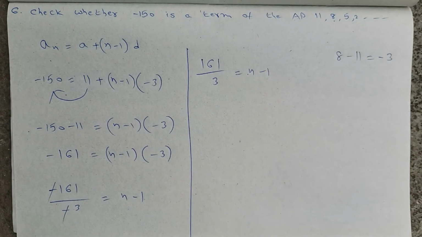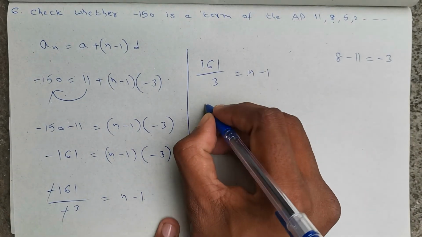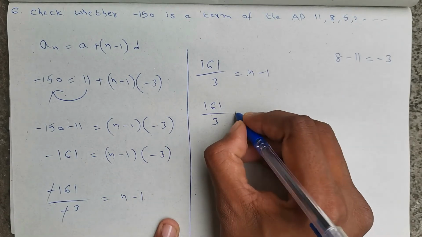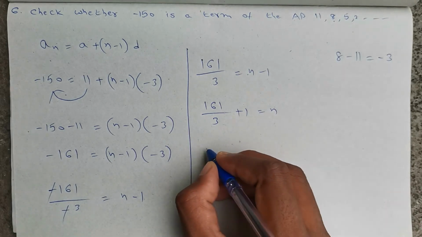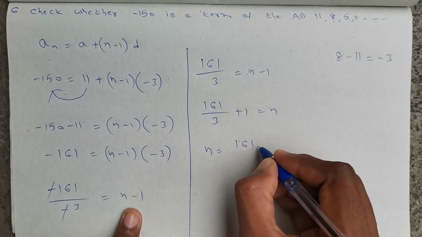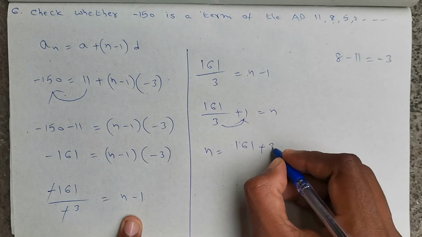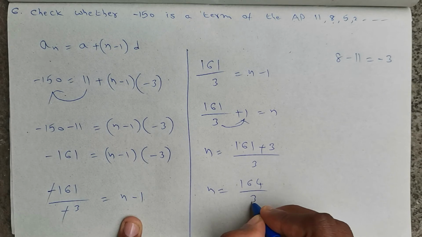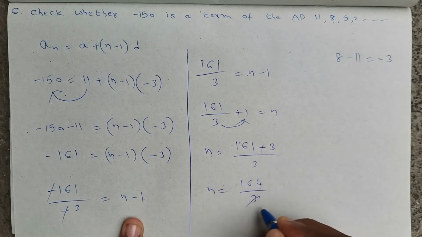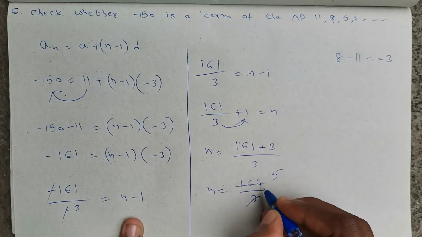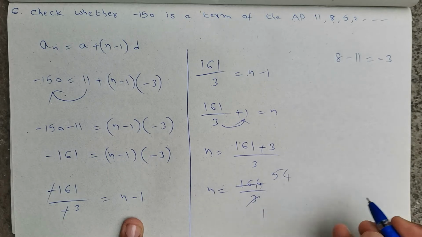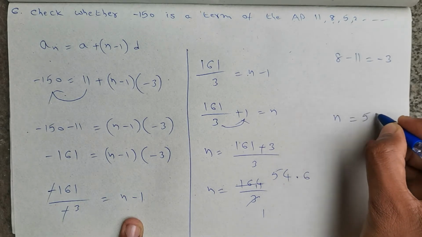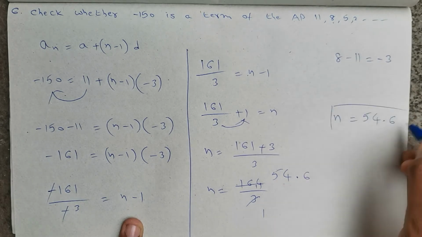Now we want the value of n, so I will take this minus 1 to the other side. If I take this minus 1 to the left side, it will become plus 1 is equals to n. So n is equals to 161 plus 3 ones are 3, whole divided by 3. So n is equals to 164 divided by 3. If you do the division, 3 ones are 3, 5 threes are 15, 1 remains, 14, 3 fours are 12, again 2 remains, so n is equals to 54.6.